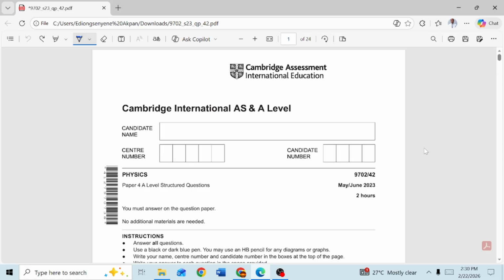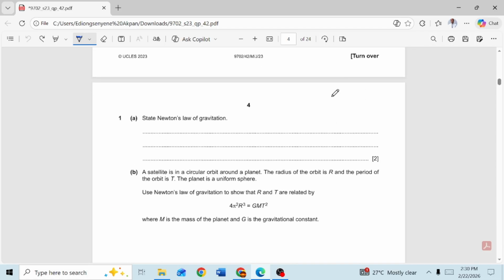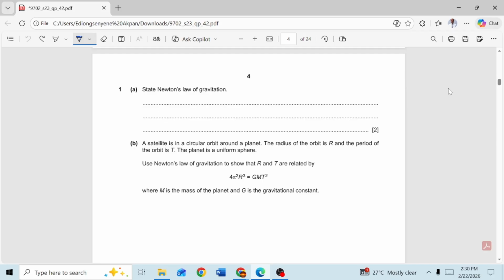Let's start with the first question. Question 1. State Newton's law of gravitation. Newton's law of gravitation states that the force between 2 point masses is proportional to the product of the masses and inversely proportional to the square of the distance between them.